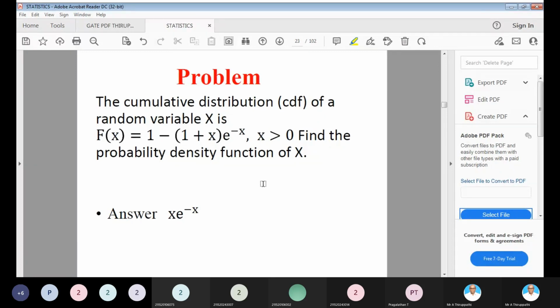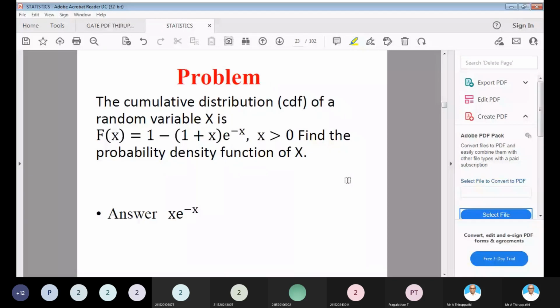Okay, what is the small f of x? Small f of x is equal to d by dx of capital F of x. Now, how to find what is given? Find the probability density function. Probability density function is nothing but small f of x. Okay, the relation small f of x equal to d by dx of capital F of x.